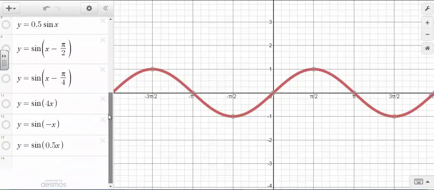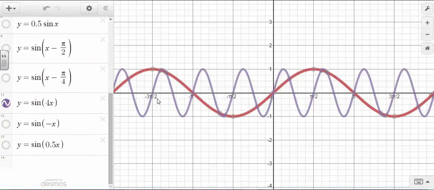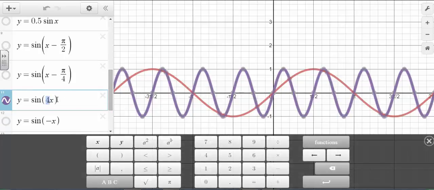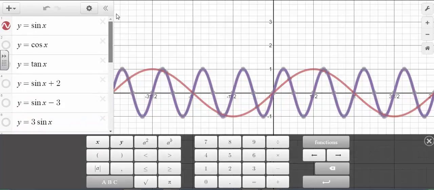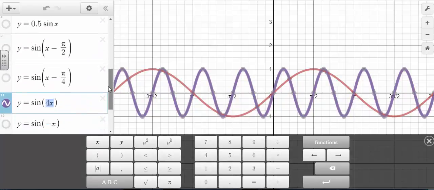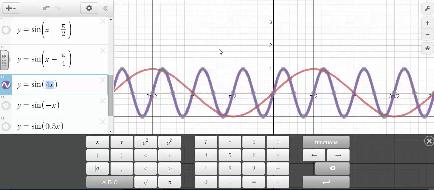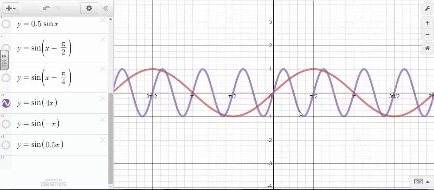Okay, so last one. And this one's kind of an interesting one. I see the number 4 being included now. It's multiplied by my x, obviously, but the only change between the original sine x and the purple equation is the fact that there's a 4 involved. And so essentially what we have to determine is what is happening now.